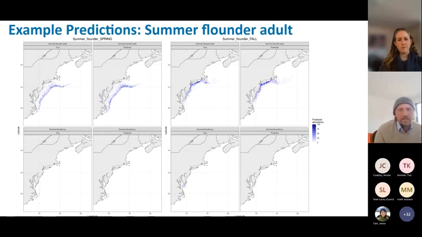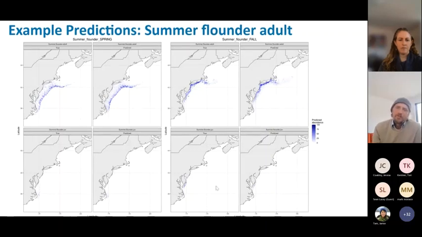So I'm not going to get into detailed descriptions of any predictions, but here's just an example of how the models are predicting. This is summer flounder adults, and in the two columns, there are spring and fall predictions here. You can see a pretty clear difference between the spring and the fall. The true observations are on the left, the predicted are on the right. And down below are the predictions for juveniles, which are tough to read on the screen, sorry. Point being, it does a nice job so far of resolving some of these seasonal differences as well as longer term shifts. Next slide, please.